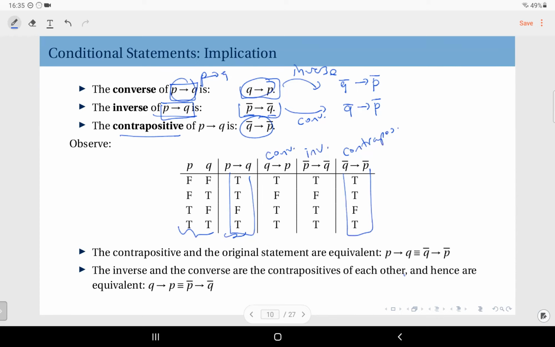Obviously, when you look at these two now, the converse and the inverse of the original implication are also equivalent because, well, they are essentially contrapositives of each other.